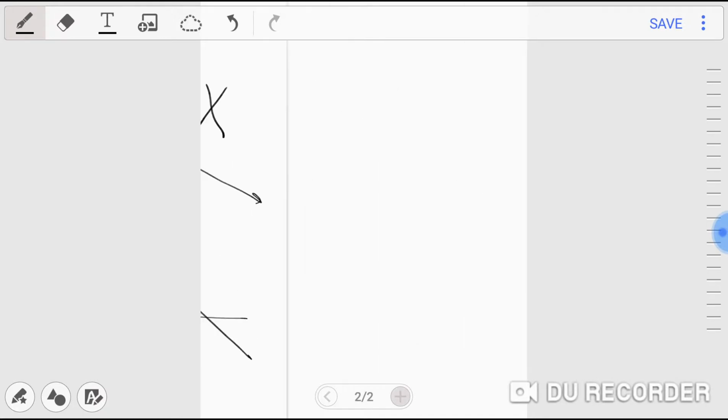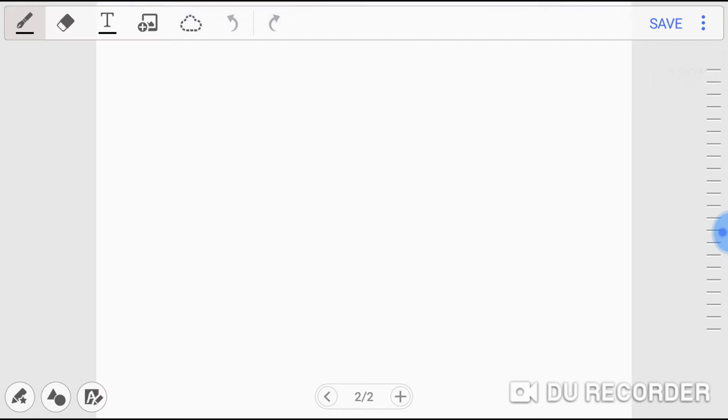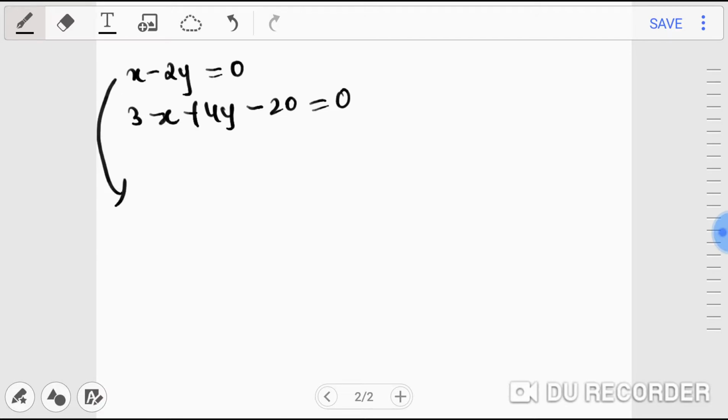Shall we start? Okay. In this you have to now understand, if I give you two equations, for example x minus 2y is equal to 0 and 3x plus 4y minus 20 is equal to 0. First of all, you have to compare these equations to the standard form, that is ax plus by plus c is equal to 0. You have two equations, so I'll compare with a1, b1 and c1. I'll write the standard form as a1x plus b1y plus c1 equal to 0.